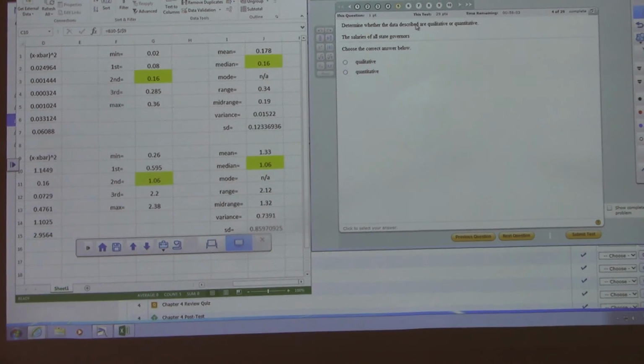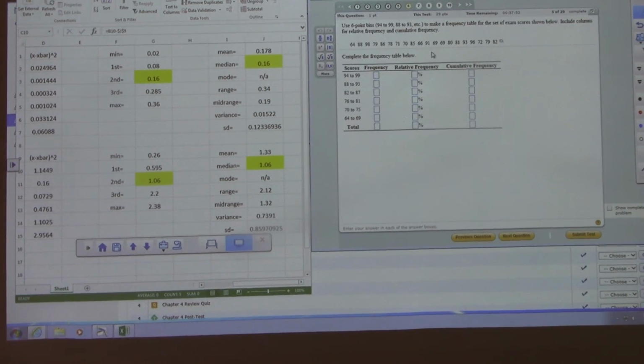Determine whether the data described is qualitative or quantitative. I hate these. Salaries: quantitative, because it's a number. You've got to put these in order. I'll make adjustments.